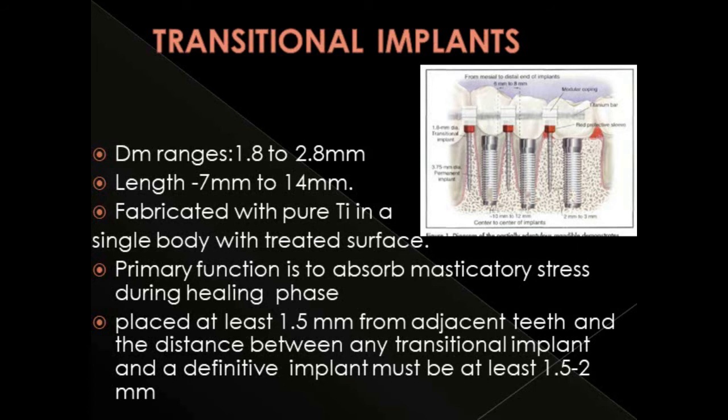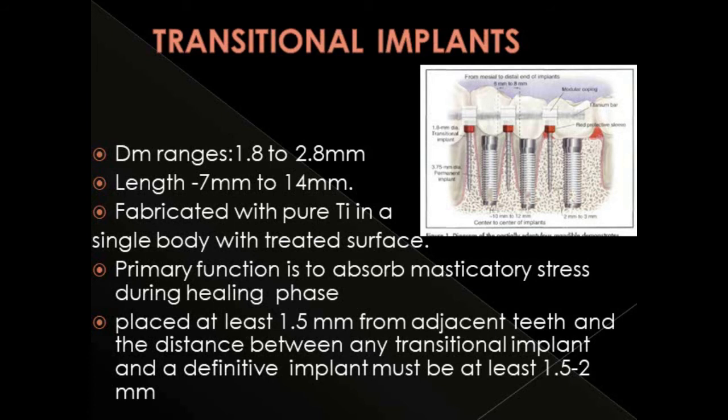Now they are placed in a non-submerged fashion, and that is in a single stage surgical procedure. Usually a twist drill of 1.5 to 2 mm is only enough for placing transitional implants, and these are designed for immediate loading also. Now at the end of this provisional phase, they will be removed with manual tools, and then the definitive implants are restored according to the main treatment plan.